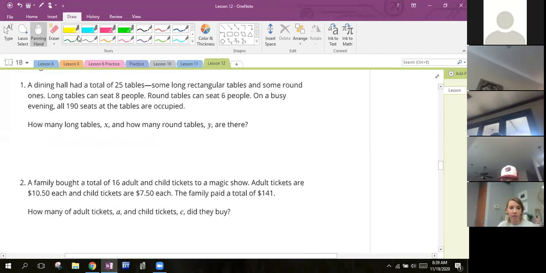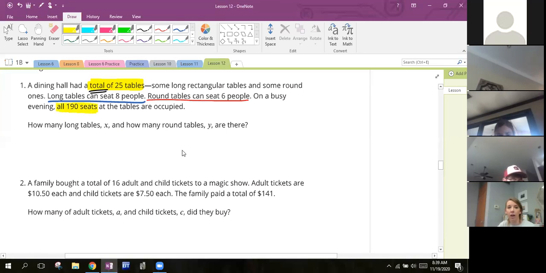So we have the situation and it says a dining hall had a total of 25 tables. Remember that thing I told you about focusing in when it says total? Okay, so a dining hall had a total of 25 tables, and those 25 tables are made up of long rectangular tables and some round ones. Long tables can seat 8 people. Round tables can seat 6 people. And on a busy evening, all 190 seats at the tables are occupied. We're going to let long tables be X and round tables be Y.